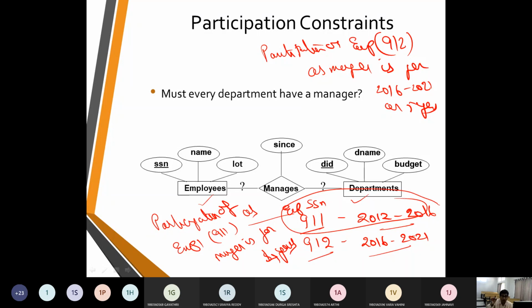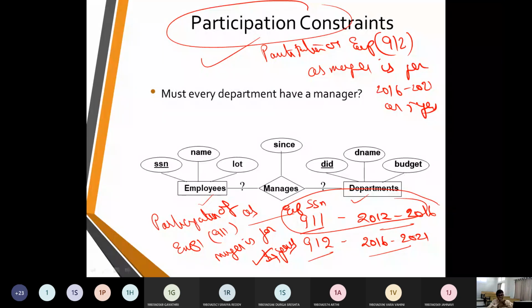How long did the 911 person contribute as an HOD? He has contributed 4 years as a manager. So we call such entities participating constraints. He is an employee, there is no question about it. How long he works in this department, he is an employee.